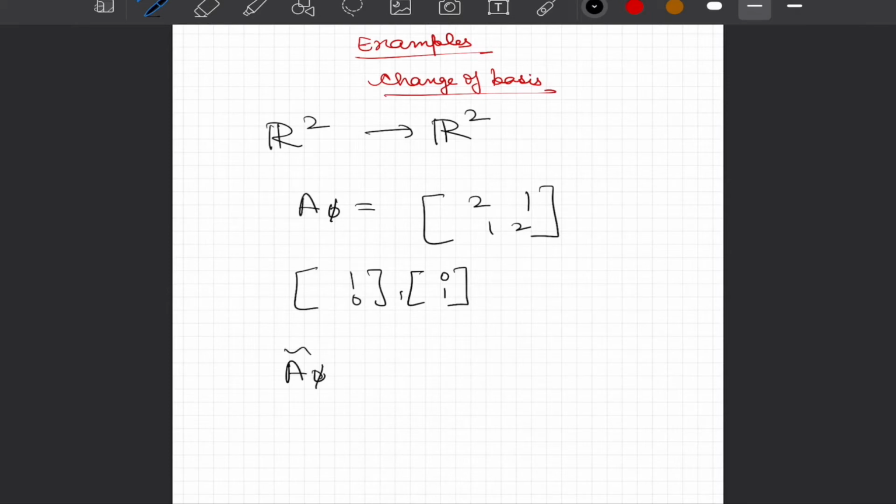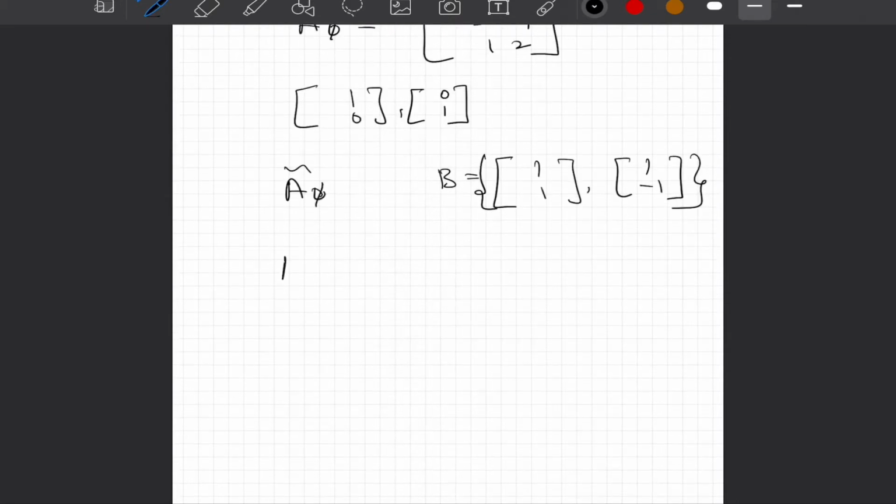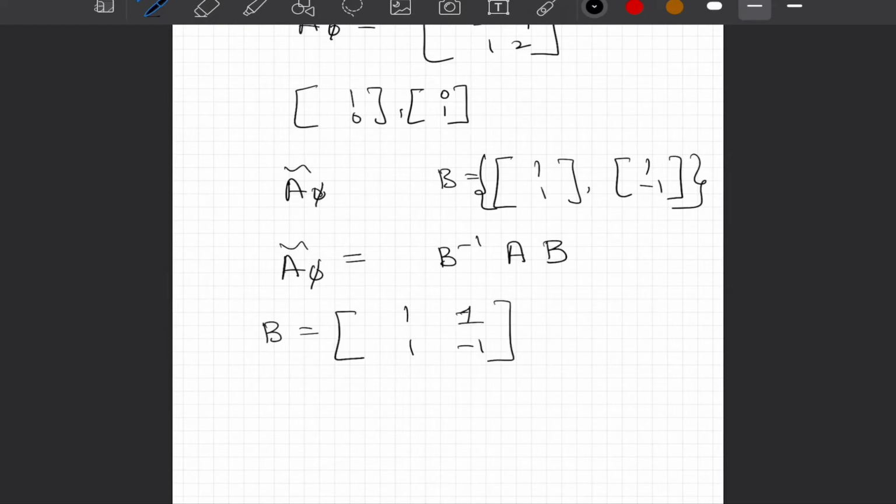We want to calculate the value of the new transformation matrix, given by A tilde, with respect to the basis represented by (1, 1) and (1, -1). Now from our previous video we know that we can achieve this similar matrix by calculating B inverse, multiplying it by A, and then multiplying it with B, where B is the matrix representation of the ordered basis. Now since this is a square matrix, calculation of the inverse would be easier.